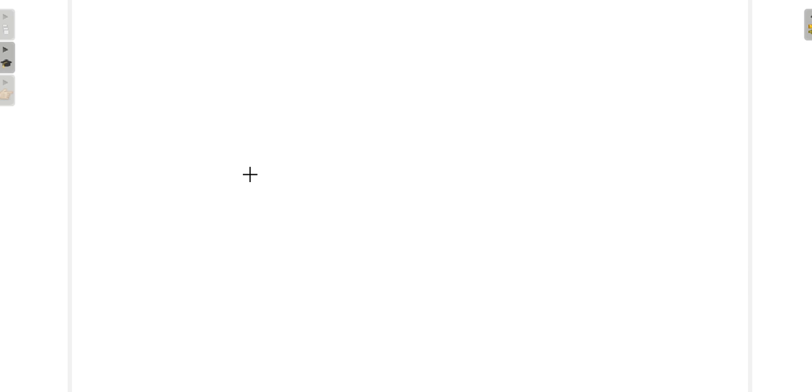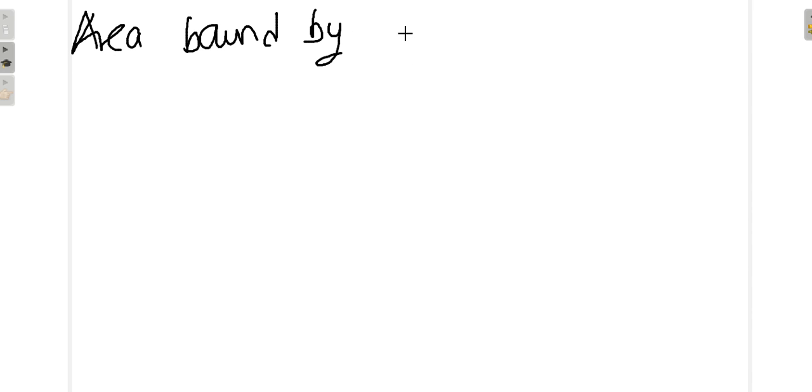Now let's see area between parabola and a line. We are given a parabola. We want to find the area between x square equal to 4y and the line.